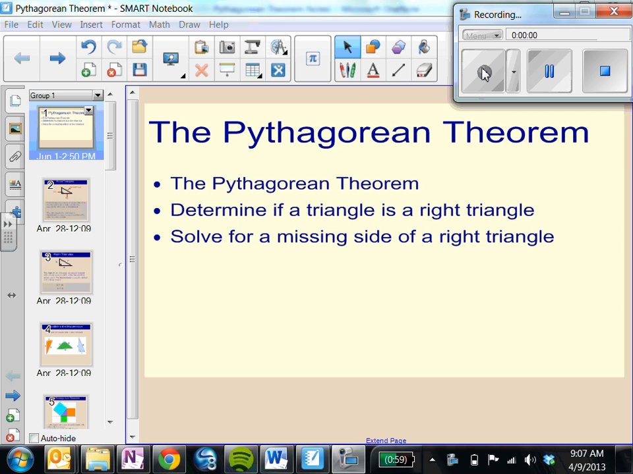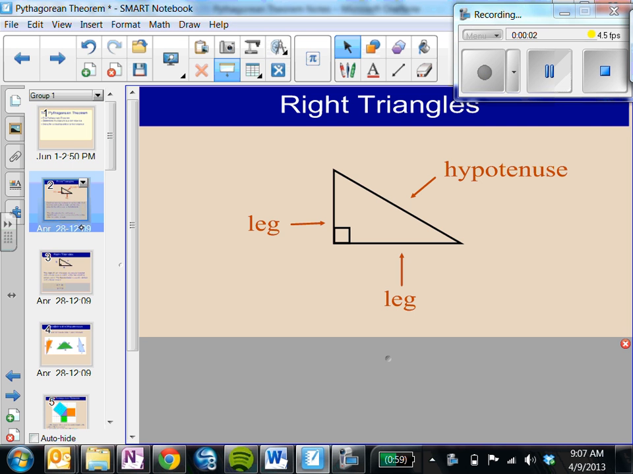The Pythagorean theorem. The first thing we want to do with the Pythagorean theorem is understand the different parts of a right triangle. The Pythagorean theorem only works with right triangles, and right triangles have one right angle and two acute angles. They could be isosceles, or they could be scalene.